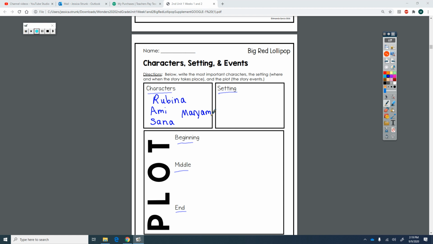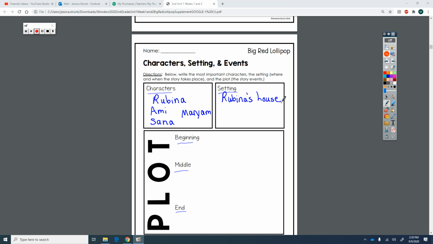Alright, now setting might be a word you're not sure of. Setting means where they are at in the story. It's usually where are they at and when is it happening. So where are they in most of the story? Remember, just worry about most of it. You don't have to worry about every little thing. Mostly they're at their house. So we're going to say Rubina's house, because it was her house.